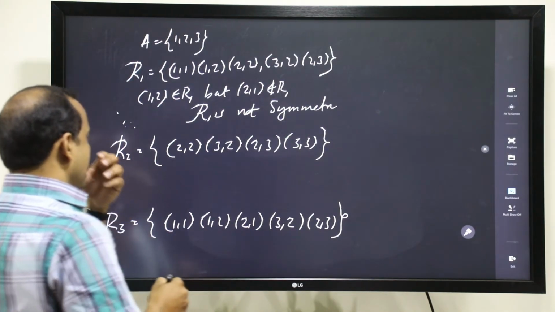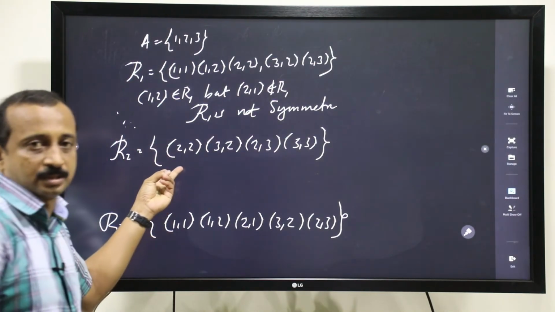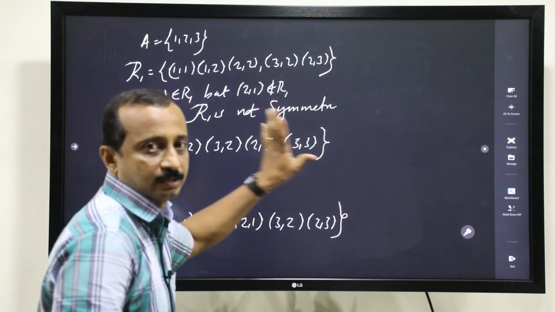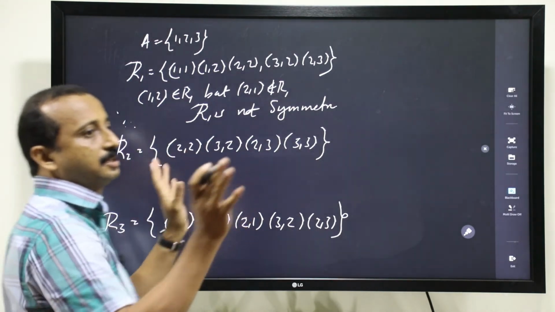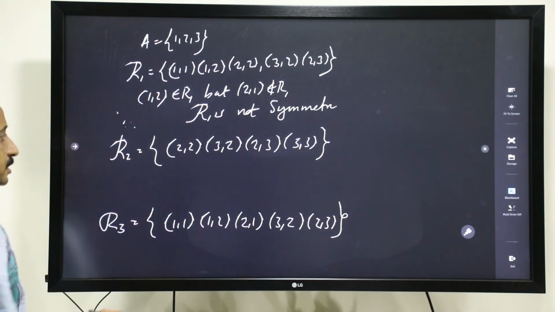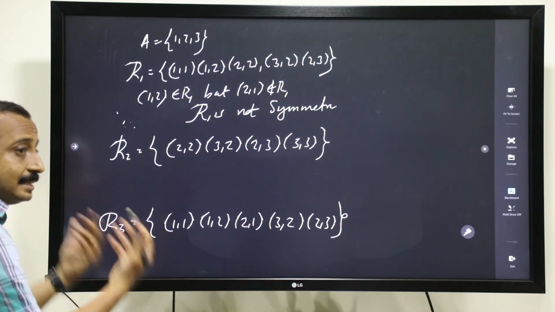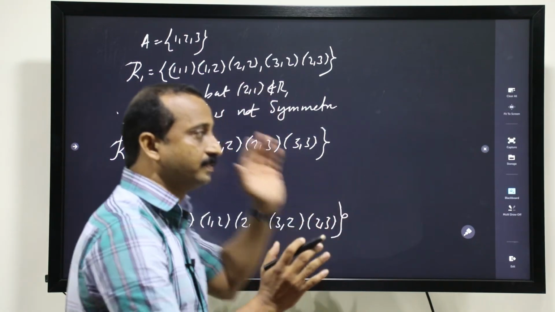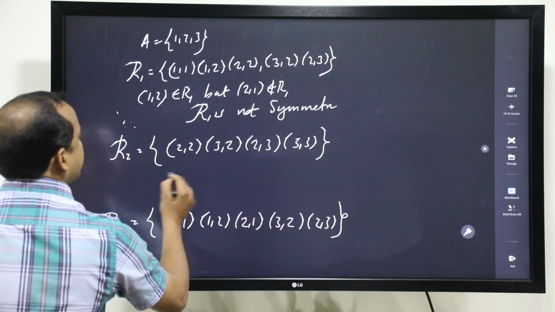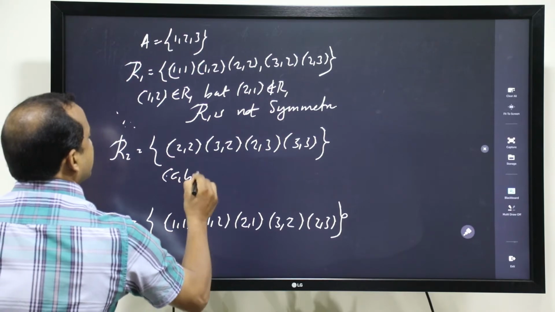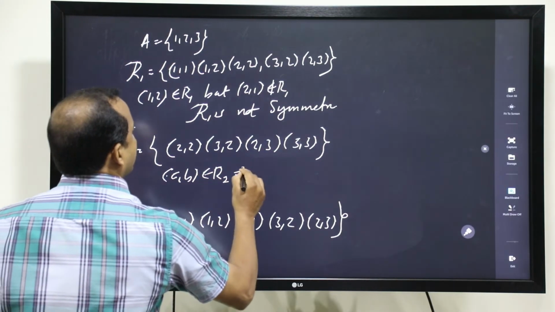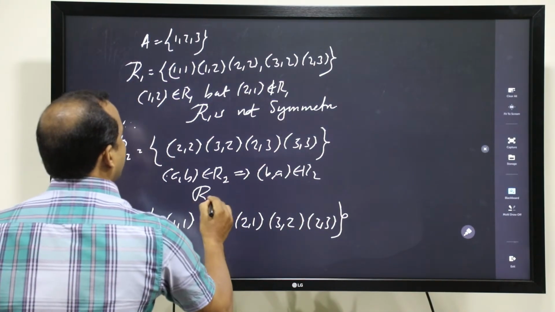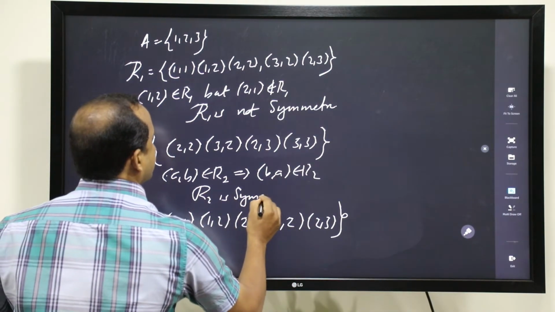Now the second relation R2. Here 2 2 reverse order is 2 2, 3 2 reverse is 2 3, 2 3 reverse order is 3 2, 3 3 reverse is also 3 3. That means AB element of R implies BA element of R, so the condition is satisfied. Here, if the relation satisfies the condition of symmetry, then we write the answer generally. That is, AB is an element of R2 implies BA is an element of R2, and therefore R2 is symmetric.